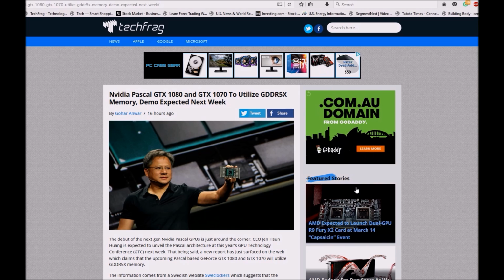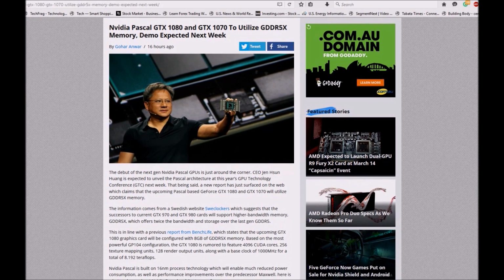But anyway, Nvidia Pascal GTX 1080 and GTX 1070 to utilize GDDR5X memory. Demo expected next week. The debut of the next-gen Nvidia Pascal GPU is just around the corner. CEO Jen-Hsun is expected to unveil the Pascal architecture at this year's GPU Technology Conference next week. That being said, a new report has just surfaced on the web which claimed that the upcoming Pascal GPU 1080 and 1070 will utilize GDDR5X memory.